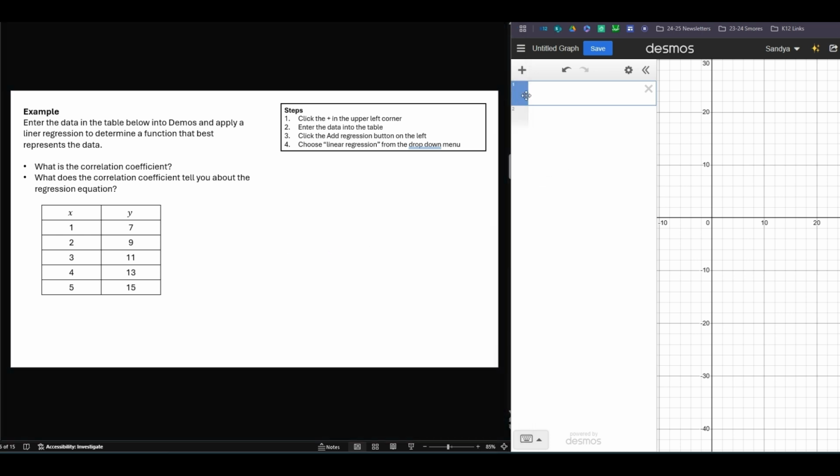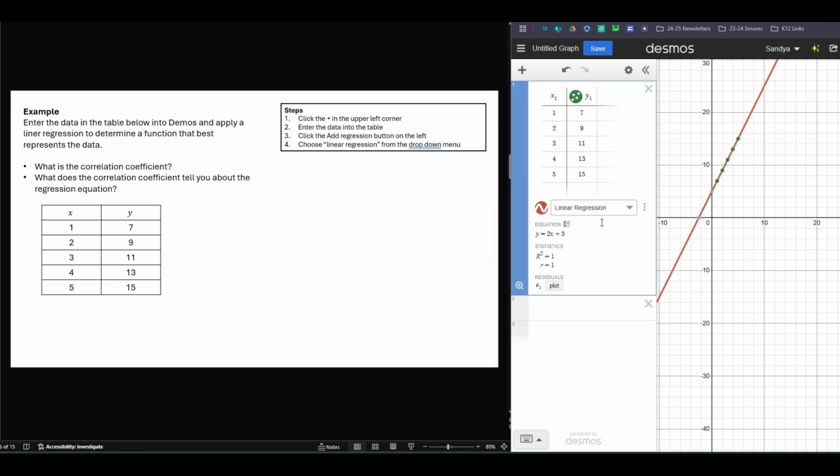So here's what we need to do. We first click on this plus sign for add item and then click on table. Then we're going to type in this table exactly as it's given to us in the original problem. So I'm going to go ahead and do that now. You always want to double check and verify that you've typed in everything correctly. Then we're going to click this little add regression button that shows up right here, and once you do that, it's going to calculate a linear regression.